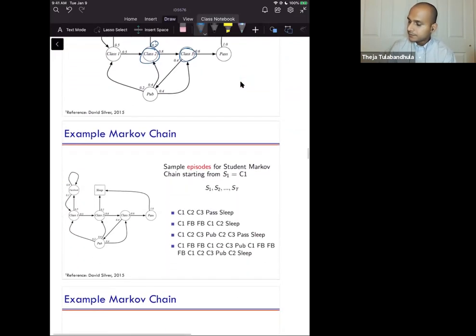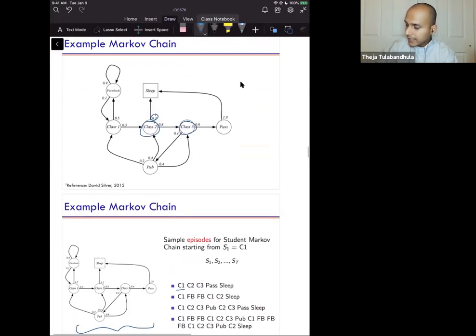And so if you have a Markov chain, let's say an example like this, then you can start from some starting state, let's say class 1. By the way, this chain has 3 classes, class 1, class 2, class 3, and a few other states: pass, pub, sleep, and Facebook. And some states don't have an outgoing arrow. Some states are essentially what are called terminal states. Once you sleep, then it ends the Markov chain. It stops the Markov chain.